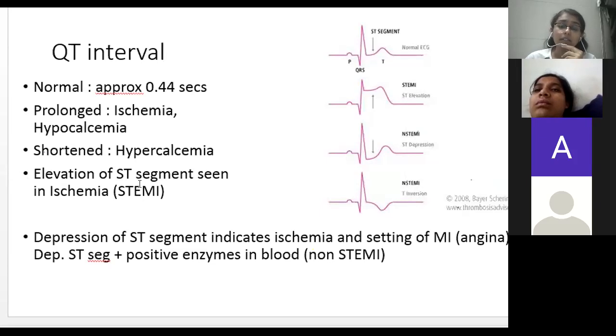Then the significance of the ST segment is that there may sometimes be ST segment elevation, there may be ST segment depression, or there may be ST segment and T wave inversion. We will come to T wave later. So elevation of the ST segment is usually seen in ST segment elevated myocardial infarction. This is the last stage and full-fledged myocardial infarction. Sometimes earlier to that, we may get only ST segment depression or inversion of T wave.